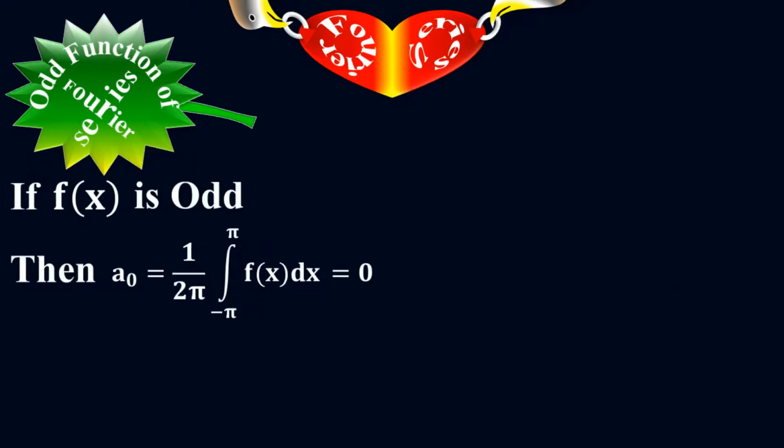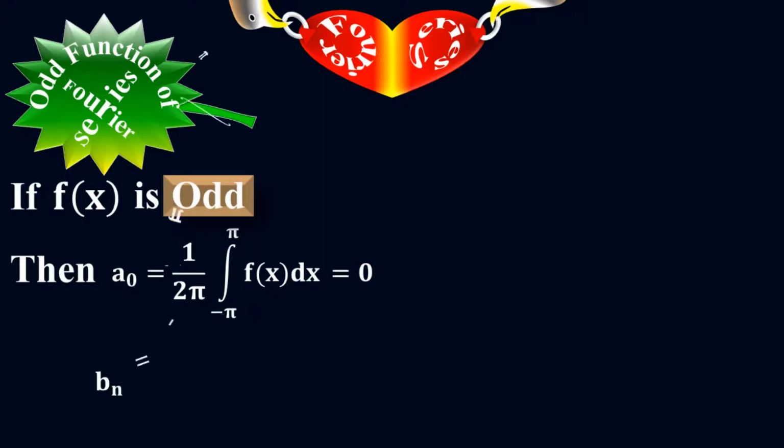Odd function of Fourier series. If the periodic function f of x is odd, then a sub naught equals 0. I have already mentioned that if the function is odd, according to the rule of Fourier series, the coefficient value will be 0. So here a sub naught equals 0.